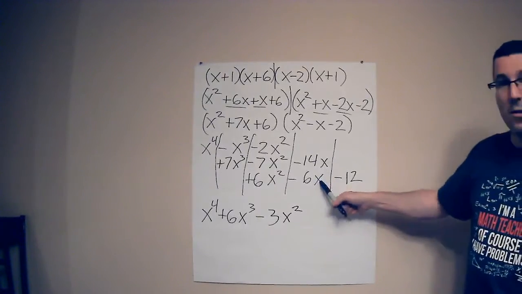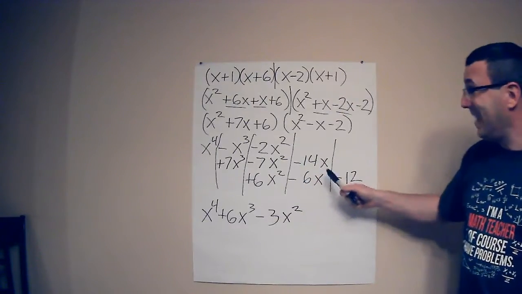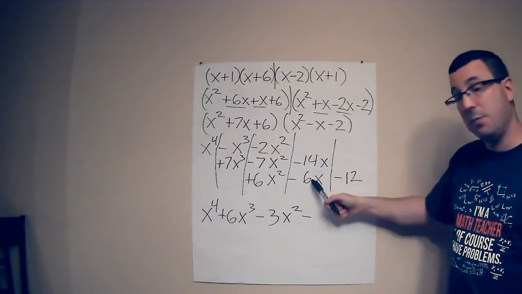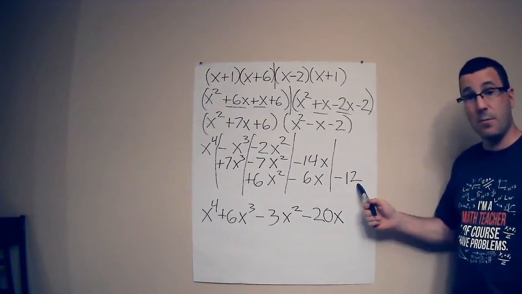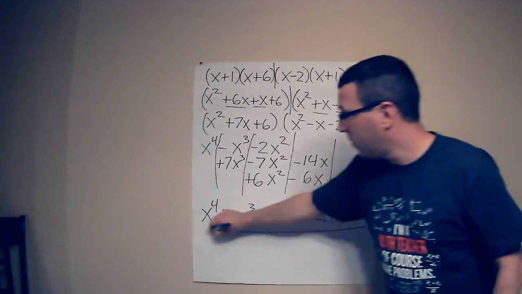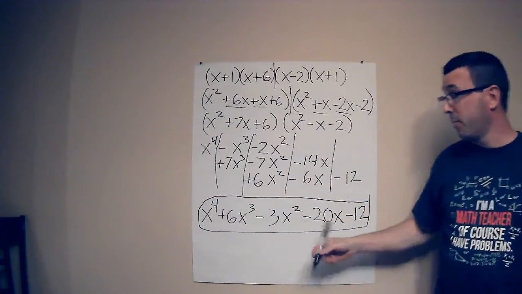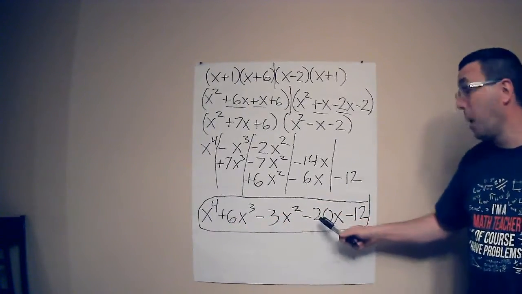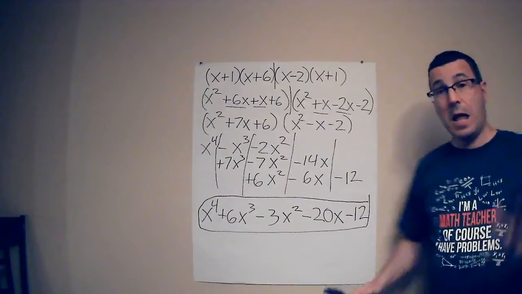Alright, here, again, negative 14x, negative 6x. Same signs, add and keep the sign. So they're both negative, so my answer is going to be negative. 14 plus 6 is 20x. And then we come here, negative 12 is the only thing. So our answer is this big long thing here. X to the 4th plus 6x to the 3rd minus 3x squared minus 20x minus 12. 1, 2, 3, 4, 5 terms.